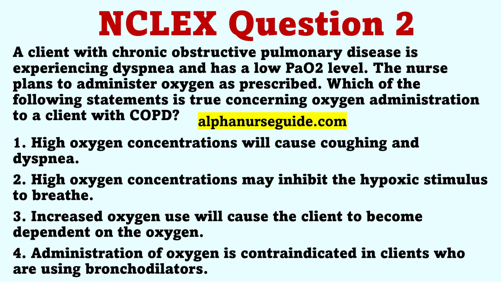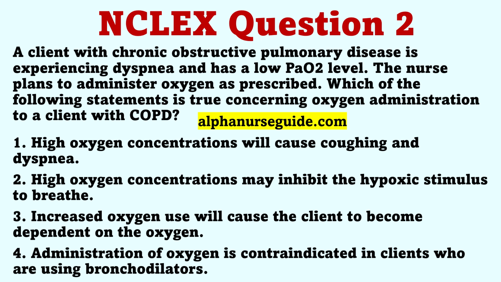A client with chronic obstructive pulmonary disease is experiencing dyspnea and has a low PO2 level. The nurse plans to administer oxygen as prescribed. Which of the following statements is true concerning oxygen administration to a client with COPD? 1. High oxygen concentrations will cause coughing and dyspnea. 2. High oxygen concentrations may inhibit the hypoxic stimulus to breathe. 3. Increased oxygen use will cause the client to become dependent on the oxygen. 4. Administration of oxygen is contraindicated in clients who are using bronchodilators.